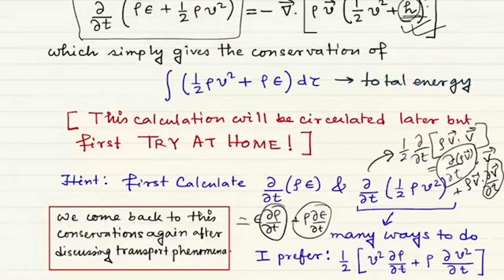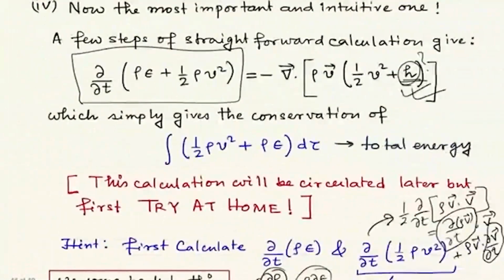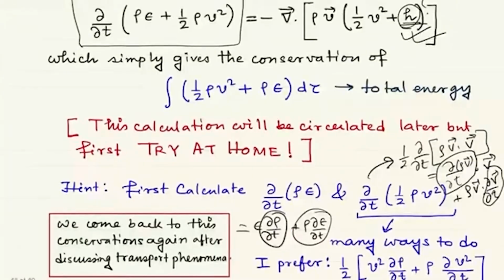As a very interesting exercise, even for a compressible fluid, you can check whether v·ω is also conserved or not. One was just for an incompressible ideal fluid, another is for a compressible ideal fluid. Now you can check whether barotropic type of fluid closures can give you something additional or not. All these things can be done.